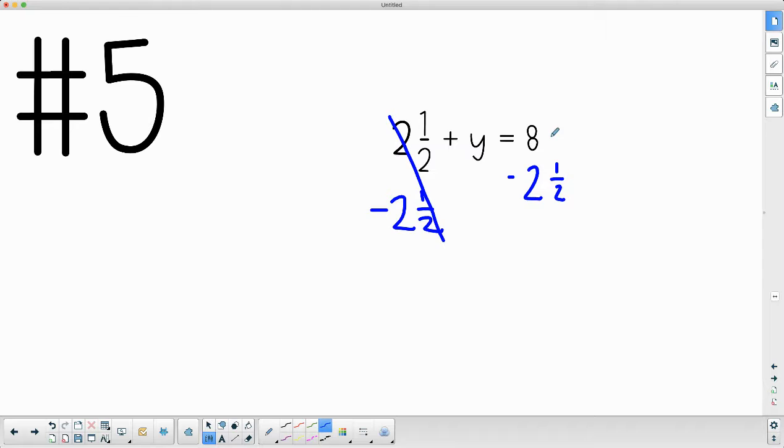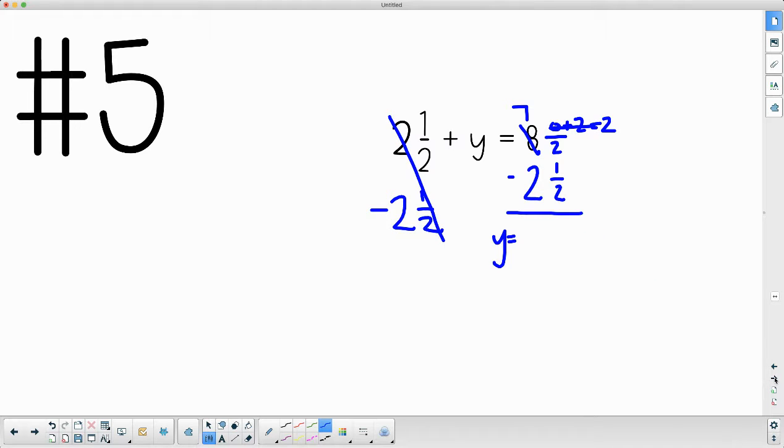Now this is a fraction, so that means we need to make common denominators. So we have 0 out of 2 gives us 8 wholes. We can't do 0 minus 1, so we need to come borrow. We borrowed 2 pieces. So now we have a new fraction to work with. So we have 7 and 2 over 2 minus 2 and 1/2. So numerator minus numerator, denominator stays the same, and whole number minus whole number will give us our answer for y.